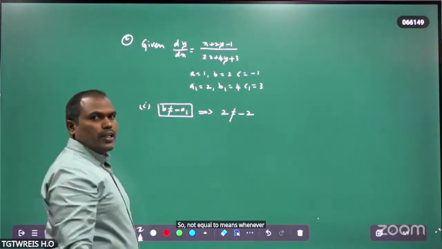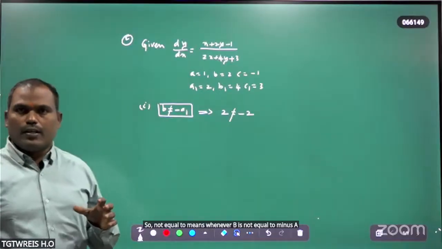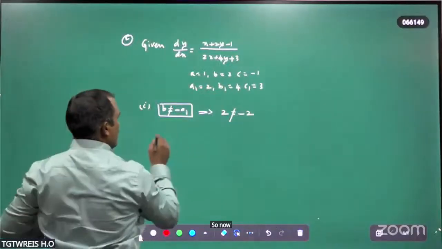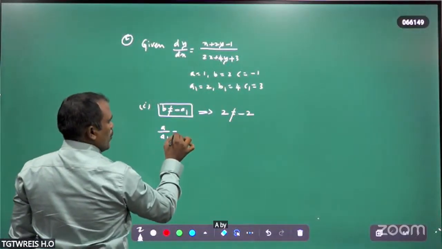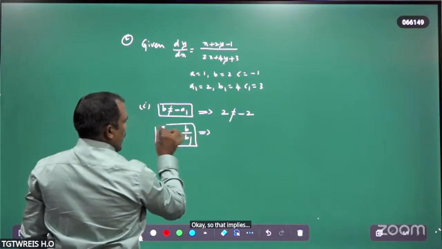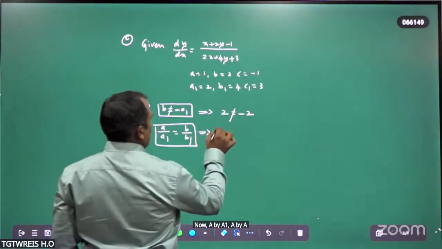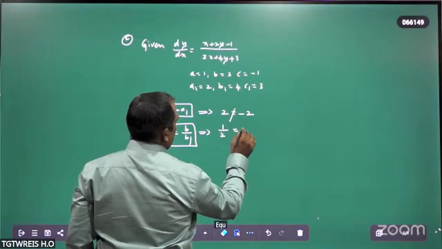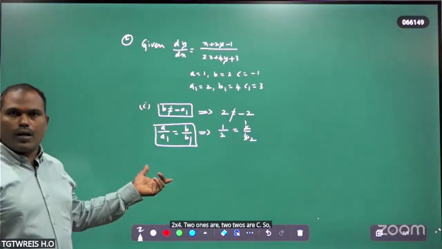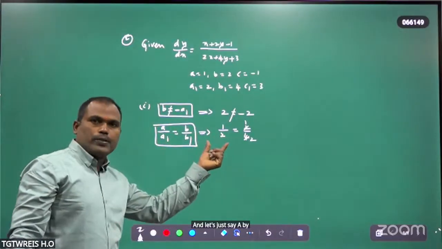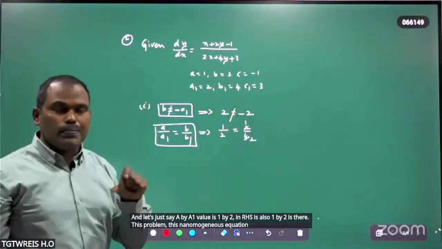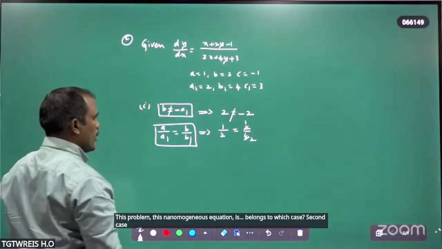Whenever b is not equal to minus a1, we go to the second case or third case. So now one more condition: a by a1 equal to b by b1. Here a by a1 is 1 by 2, and b by b1 is 2 by 4, which is also 1 by 2. So LHS is equal to RHS. This non-homogeneous equation belongs to the second case.